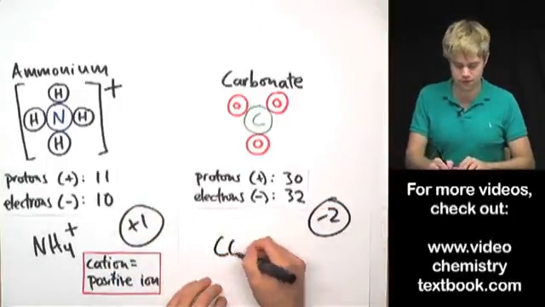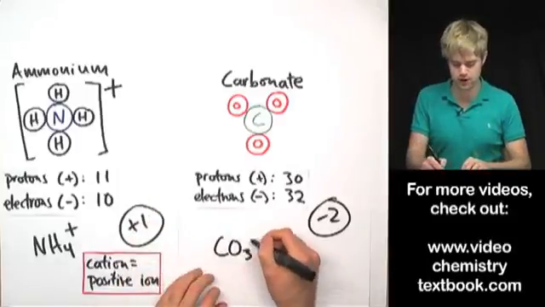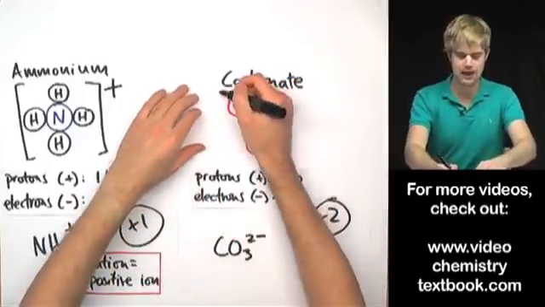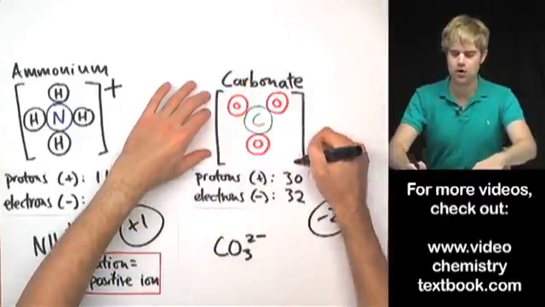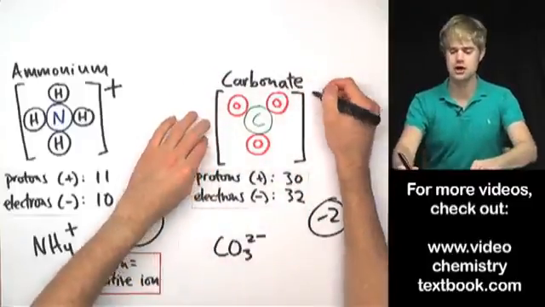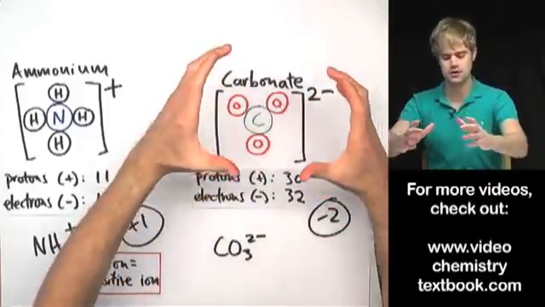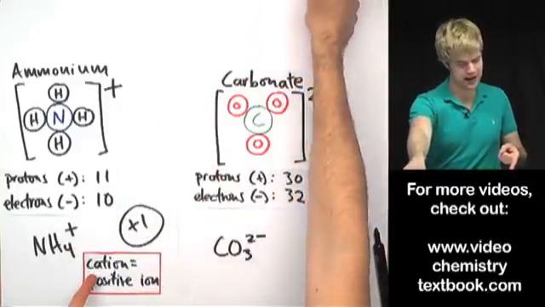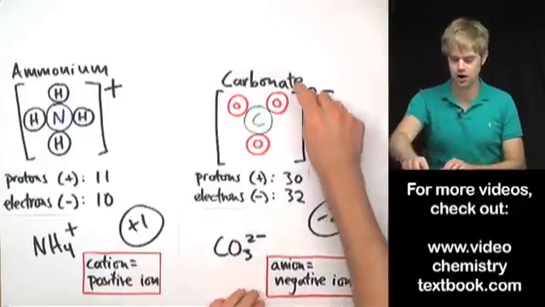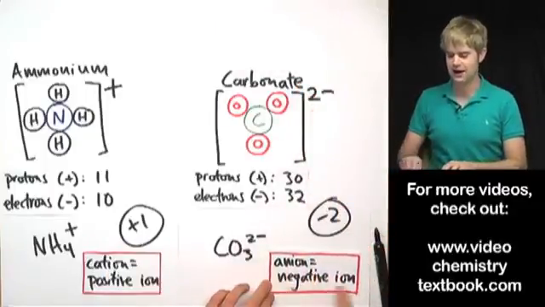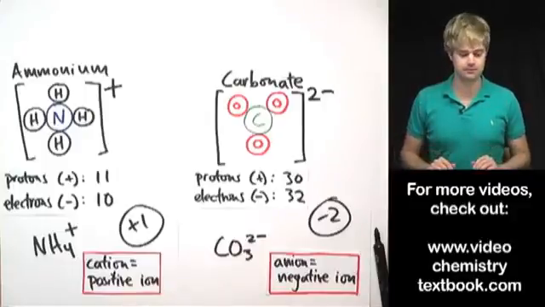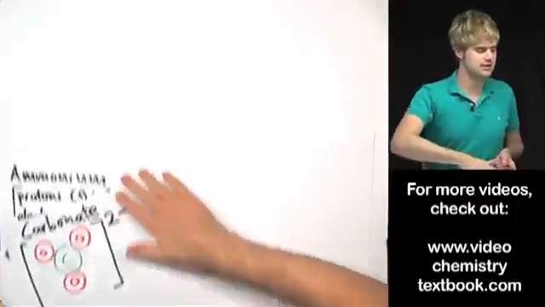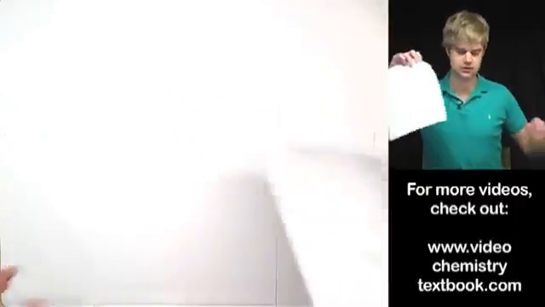I can write the formula for this polyatomic ion as CO3 2-: 1 carbon, 3 oxygens, total net charge of 2-. And then I write my structure in brackets and put a 2- here to show that this whole thing has a net charge of 2-. We called the ammonium a cation because it has a positive charge, so we can call carbonate a polyatomic anion, for negative ion. As I said before, there are a whole bunch of polyatomic ions. I have a small number of them on this list right here.